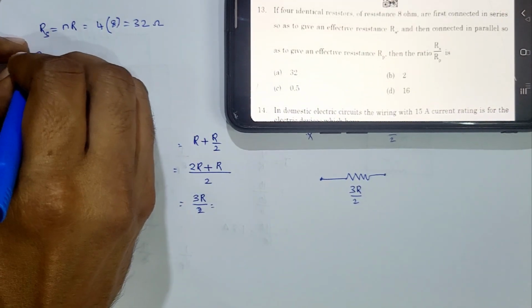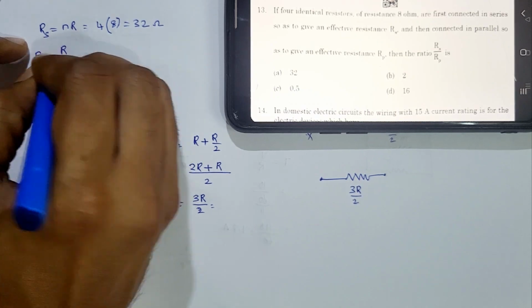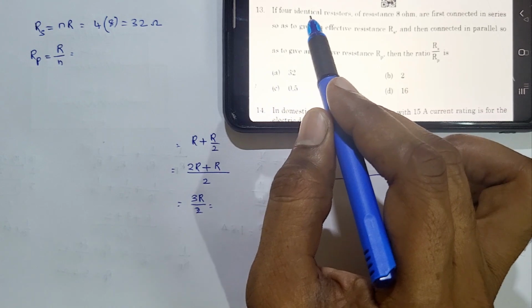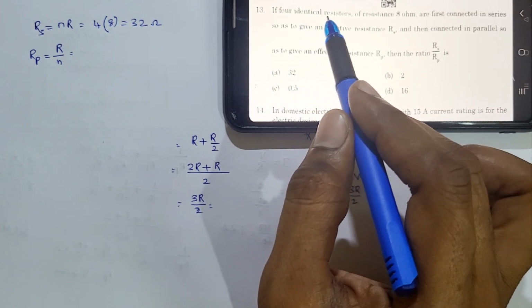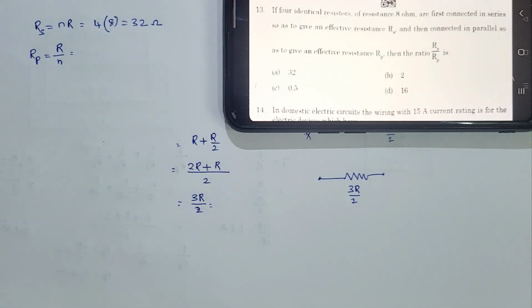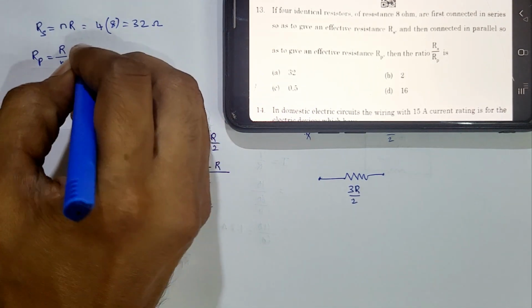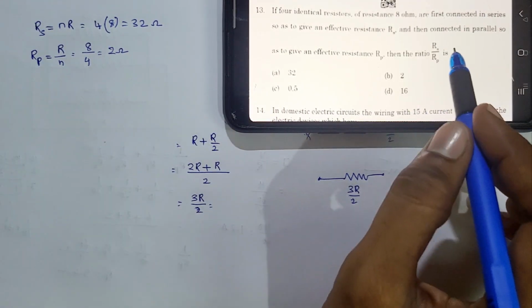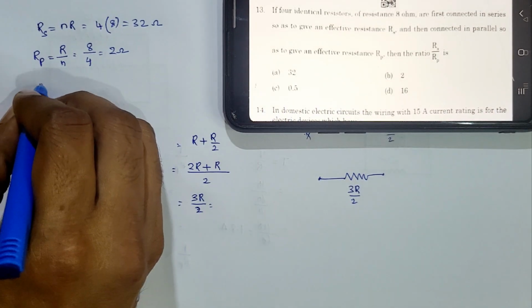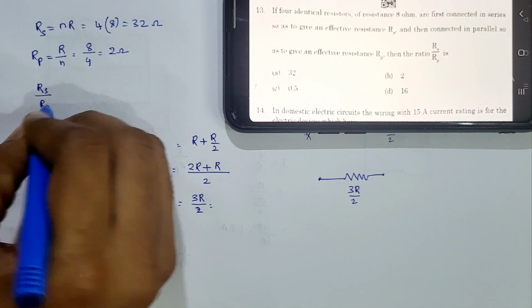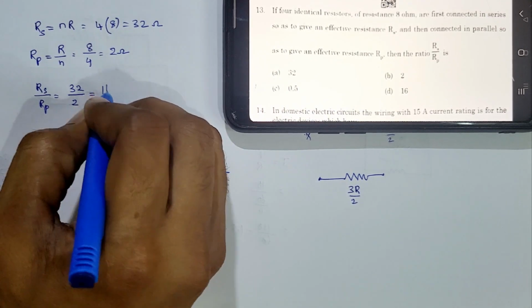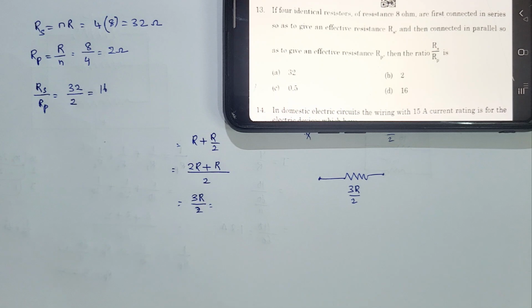Okay. What is the Rp formula? Rp formula is R divided by N. See, why are we using these two formulas? Because they said here identical resistances. When identical resistances are there, then you can use Rs is equal to N into R and Rp is equal to R divided by N. So Rp is equal to R by N. R is 8 divided by N is 4. 8 by 4 is 2 ohm. Now they asked us to find the ratio Rs divided by Rp. Rs is how much? 32. Rp is how much? 2. 32 by 2, 16. So the answer will be 16.